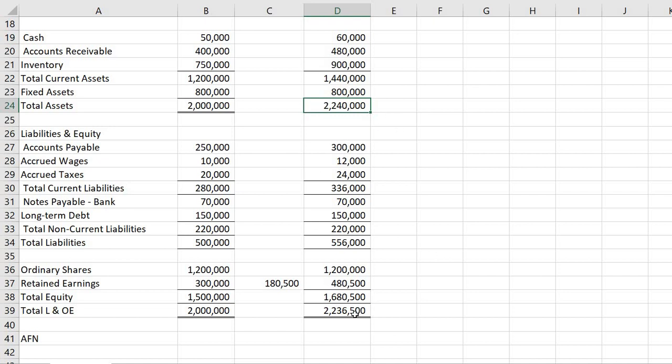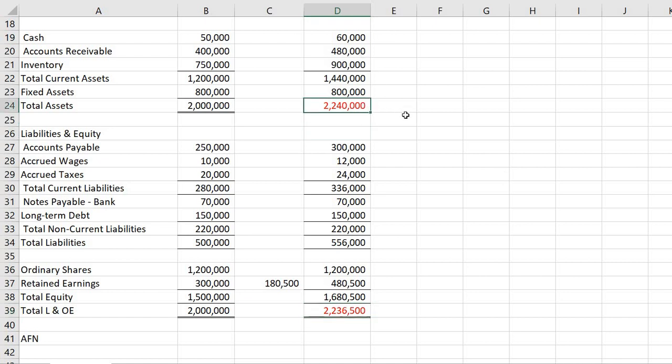Now, based on your computations and with your dividend policy, with the amount that you're going to retain in the company, which will not be given out as dividends, and considering also those items that spontaneously increase with your increase in sales, then we have come up that the total equity and the total liabilities and equity would only be 2,236,500. So with that, i-compare mo to. Na yung 2,240,000, i-compare mo siya with 2,236,500.